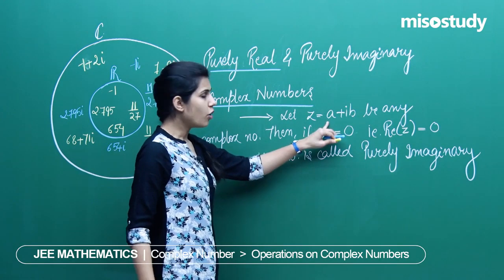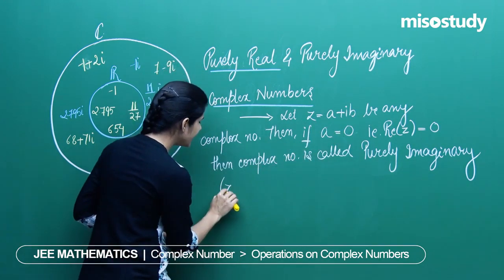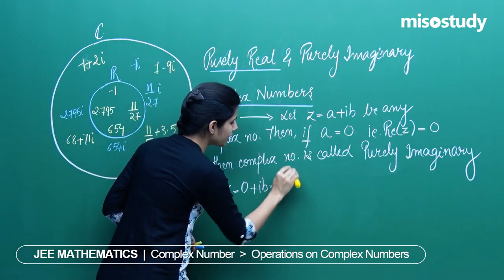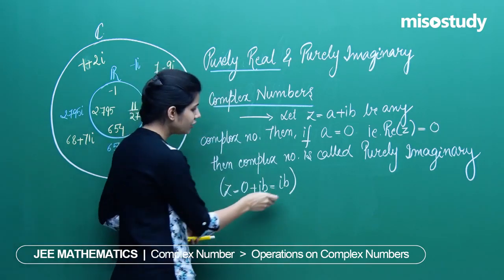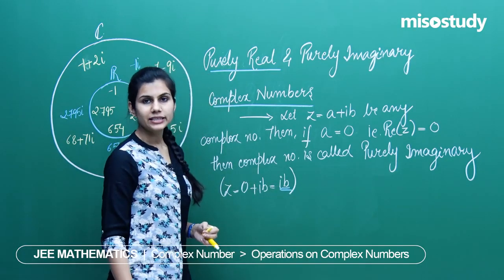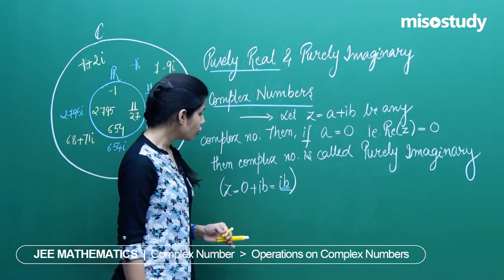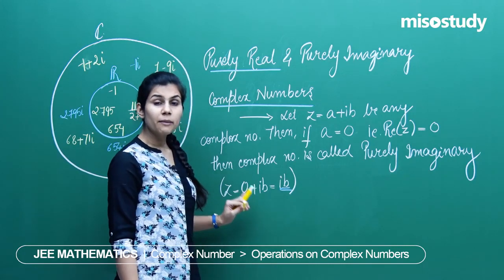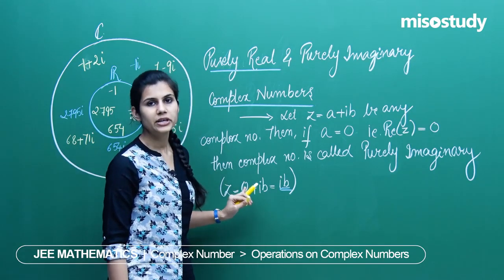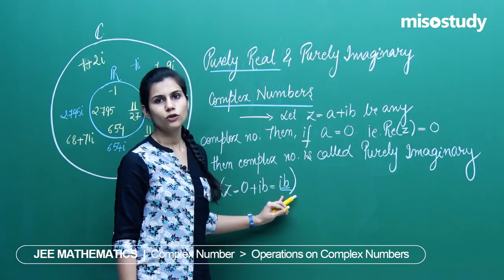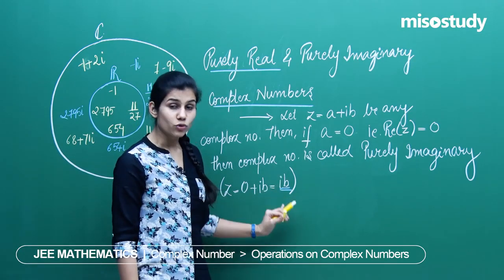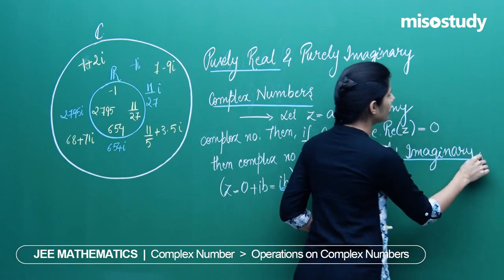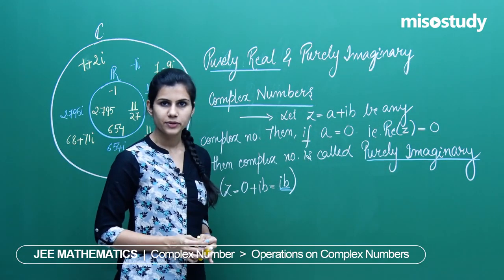Why? Because if small a is equal to 0, then z happens to be 0 plus iota b, which is just iota b. And I know these are basically the representations of imaginary numbers. So, if the real part of the complex number z happens to be 0, the real number which sits alone in the complex number is 0, then z is just equal to an imaginary number, iota times b, and therefore such complex numbers are called purely imaginary complex numbers.